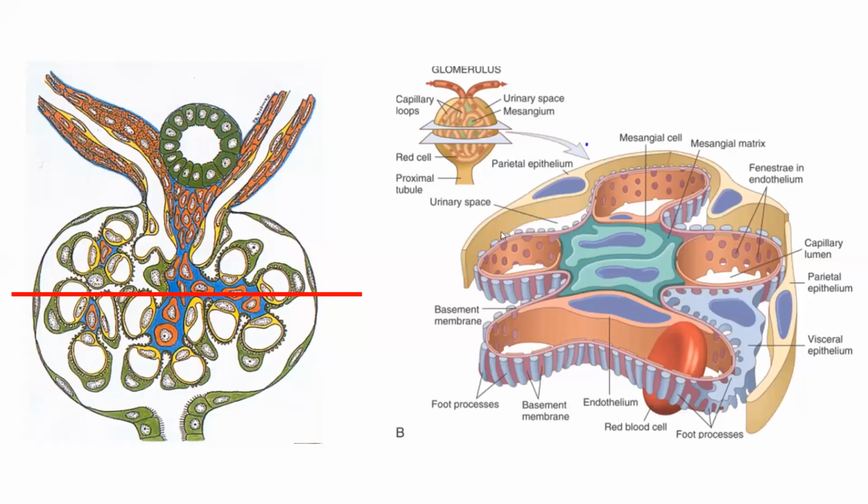Then outside these foot processes, you have a space around that, and that is called your urinary space. That is where the urine goes into the glomerulus. And around that, you have what is called the parietal epithelial cell. The podocytes you call the visceral epithelial cells, and the cells on the outer covering you call the parietal epithelial cells.